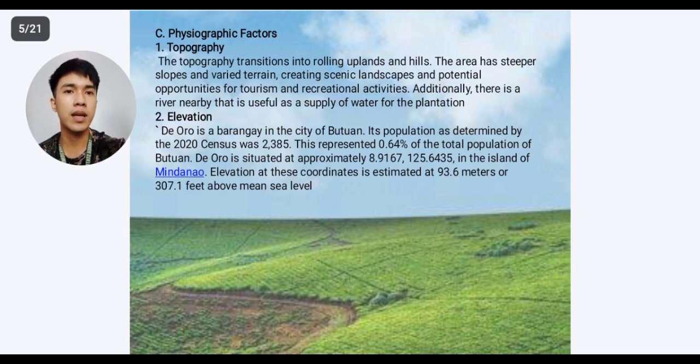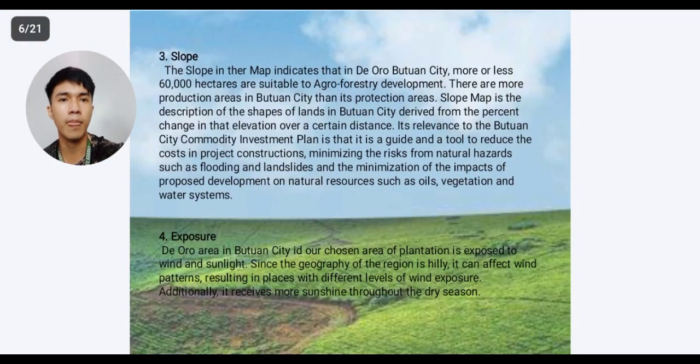Elevation. Oro is a barangay in Butuan City. Its population as determined by the 2020 census was 2,385. This represented 0.64% of the total population of Butuan City. Oro is situated at approximately 8.9167, 125.6435 in the island of Mindanao. Elevation at these coordinates is estimated at 93.6 meters or 307.1 feet above mean sea level.